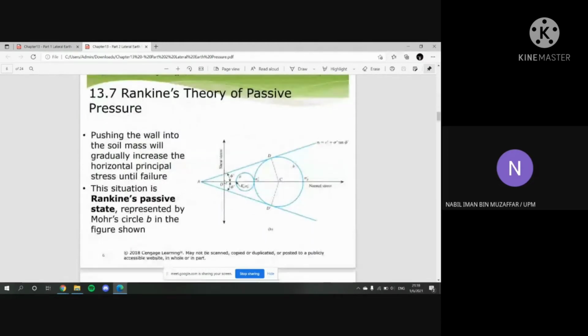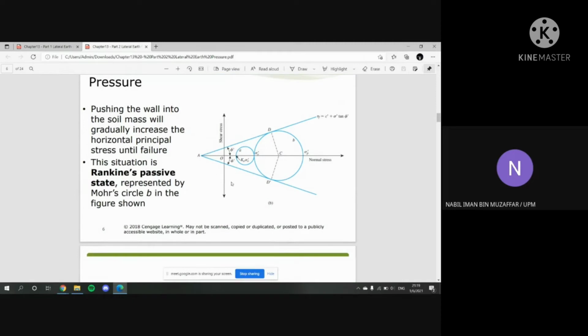Next is passive pressure. In passive pressure, it is opposite from active pressure. In Rankine's theory of passive pressure, the wall is pushed into the soil mass, and gradually pushing the wall into the soil mass will gradually increase the horizontal principal stress until failure. So this situation here shows Rankine's passive state.